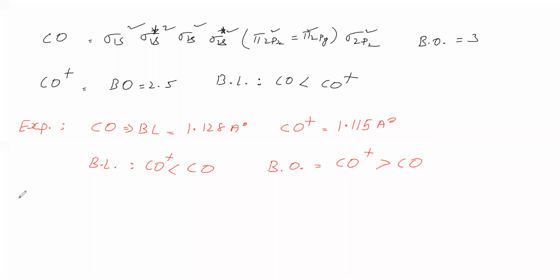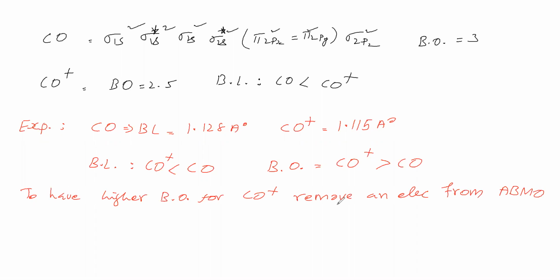Okay, so to have a higher bond order for CO plus, remove an electron from the anti-bonding molecular orbital of CO. If you do it like this, then only can the experimental result be explained. So from where do we have to remove the electron from CO? From the anti-bonding molecular orbital.